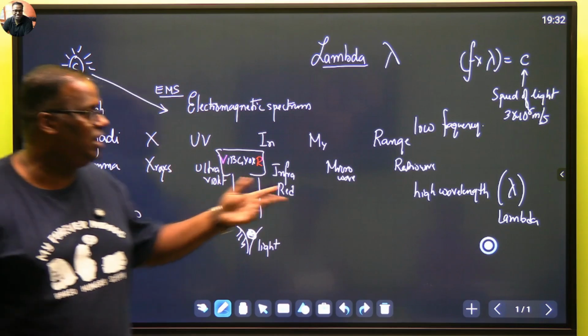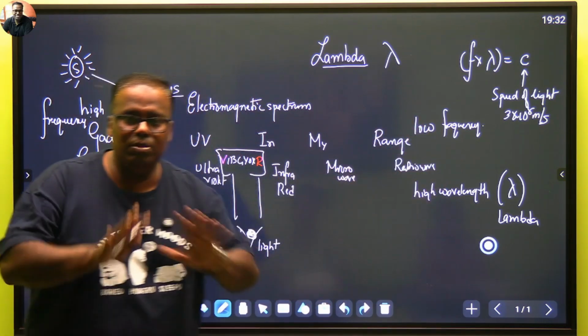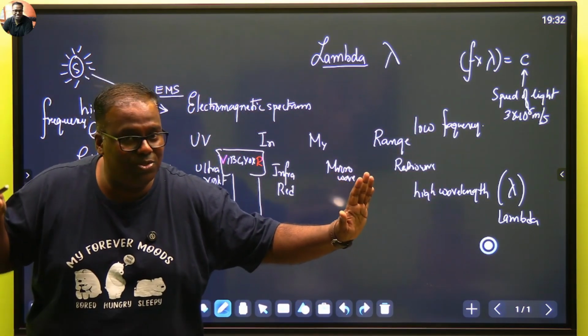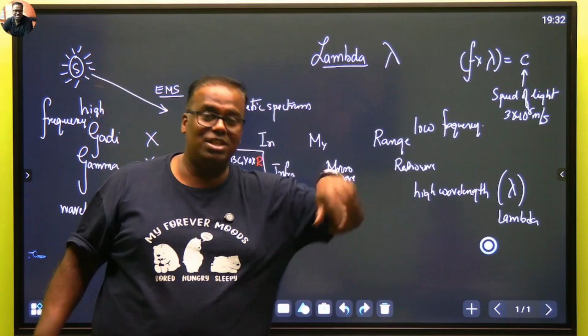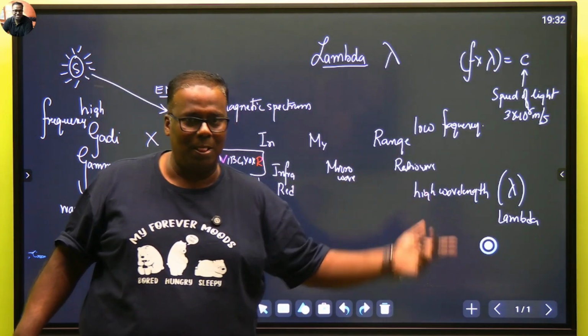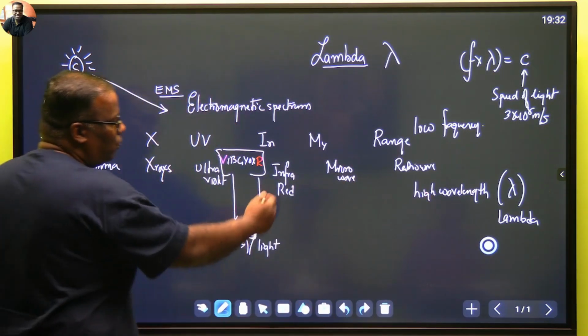That means what is varying? Frequency and wavelength. Everybody's product is 6: somebody is 1 into 6, somebody is 2 into 3, somebody is 3 into 2, somebody is 6 into 1. Do you understand the magic? Okay? After this comes infrared.